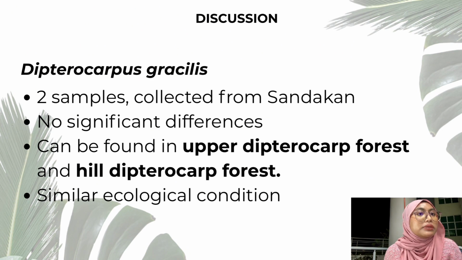Next is Dipterocarpus gracilis. We have 2 samples that are collected from the same herbarium at Sandakan. The length and width show no significant differences. This species can be found in upper Dipterocarp forest and hill Dipterocarp forest, and these 2 regions have a similar ecological condition. So if the samples are collected from these 2 different regions, that explains why we cannot see any significant difference in length and width. It's because they grow in a similar ecological condition.